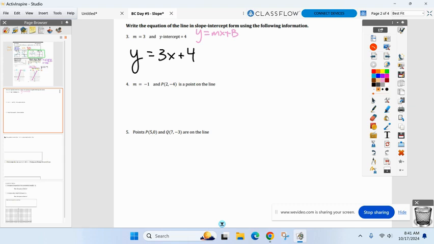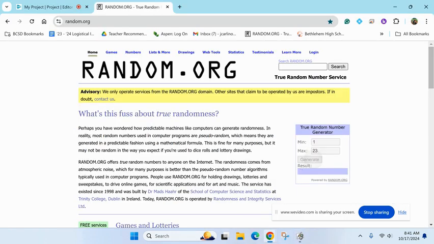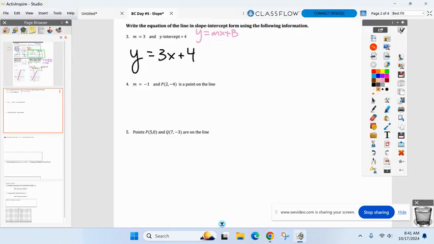All right, what am I giving you in number 4 now? Where am I going with this one? Lennon, what does the m mean? So I'm giving you the slope, and also, what's that (2, -4)? A point on the line, yeah. So I'm giving you the slope and a point on the line. Which method now do you think would be the best?